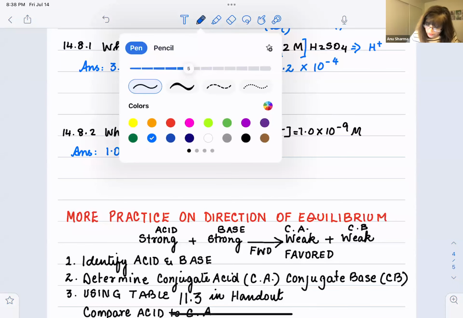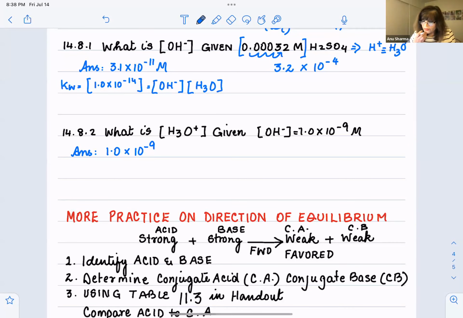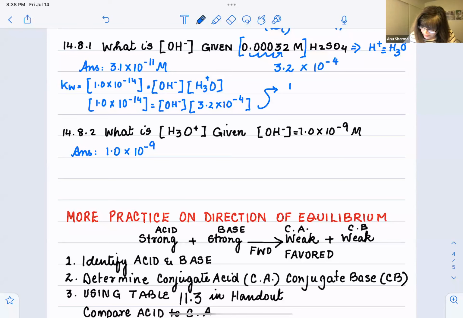Okay, so we know the rule that Kw, the ion product of water, is equal to 1.0 into 10 to the power negative 14, which is equal to the concentration of the OH ions times the concentration of the hydronium ions. So this total should add up to 10 to the power negative 14. We are given the hydronium ions, which is 3.2 into 10 to the power negative 4. And next, 1.0 into 10 to the power negative 14, divide that by 3.2 into 10 to the power negative 4.